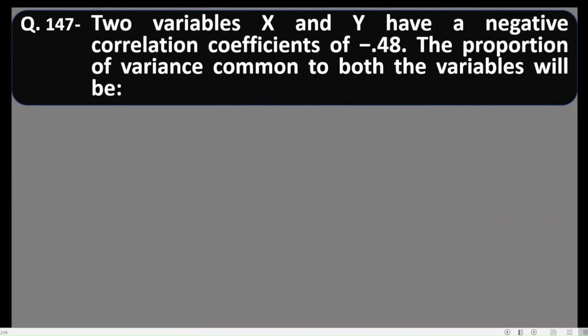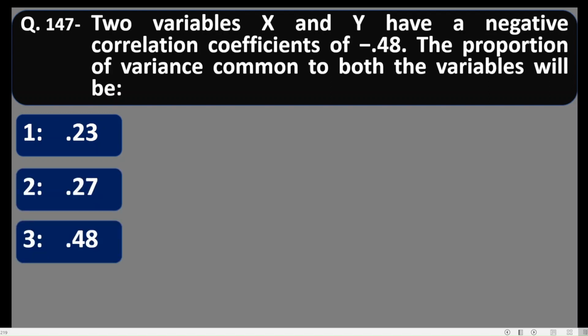Now 147 question number. Two variables x and y have a negative correlation coefficient of minus 0.48. The proportion of variance common to both the variables will be. Let us see the options. Number 0.23, 0.27, 0.48, 0.52. Before knowing the correct option, you remember friends here that you have to remember the formula to find out the common variance on the basis of the correlation coefficient. The correct option of this is 0.23.